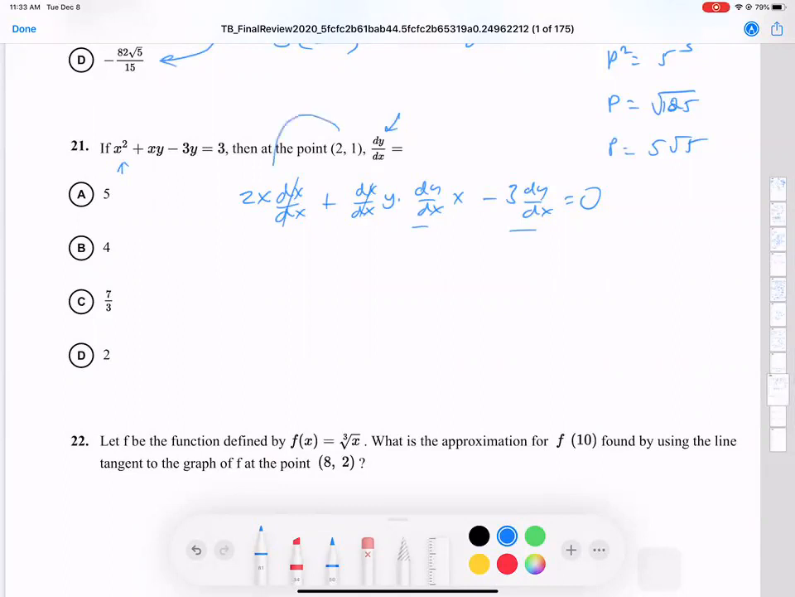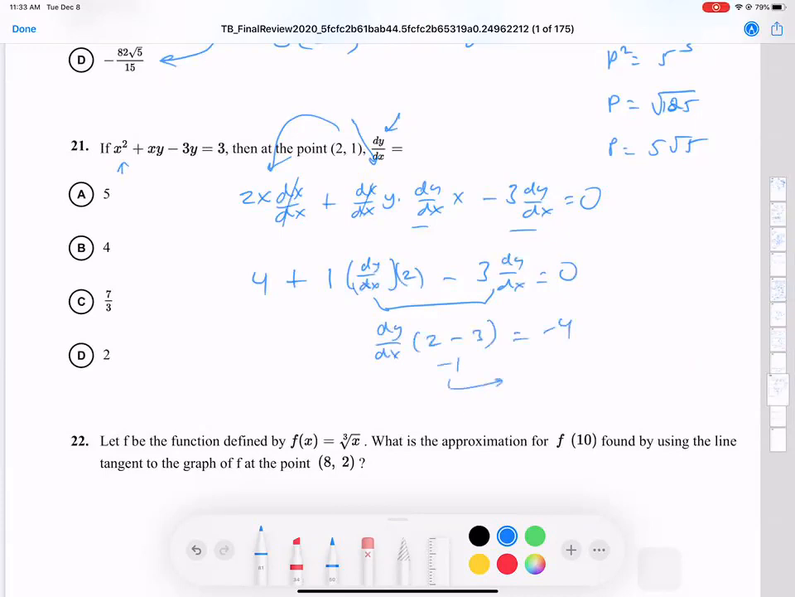You could also just plug in the 2 and the 1 right now to save ourselves some time. And if we do that, that's going to be plug in 2 is 4, plus plug in 1, which is 1. dy over dx, we don't know what it is. That's what we're solving for. The x value we said was 2. And then 3 times dy over dx. I'm going to move the 4 over to the other side. And I'm going to factor out the dy's here. I'm going to divide dy over dx. We're left with 2 minus 3 is equal to negative 4. And that's a negative 1. Move it over. That's going to be dy over dx is equal to 4.